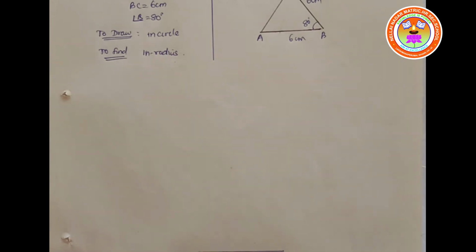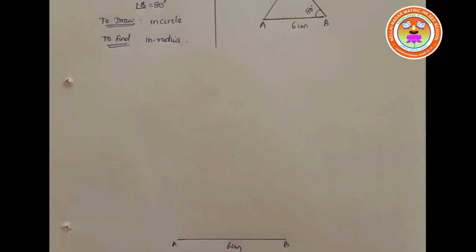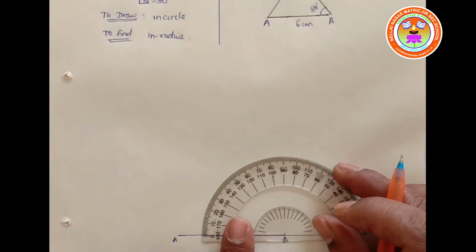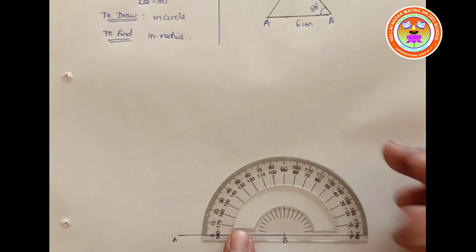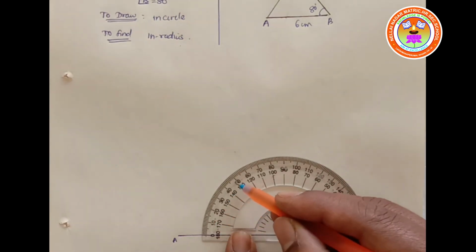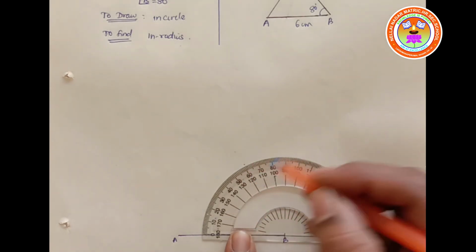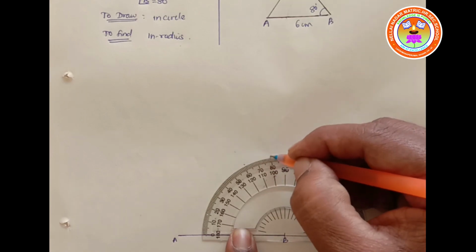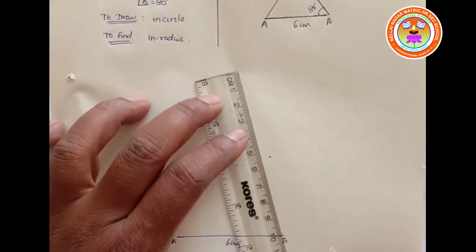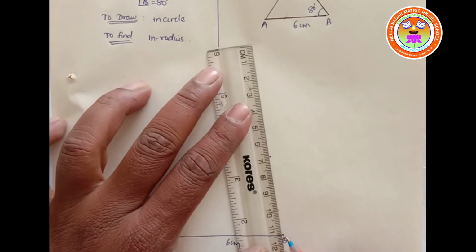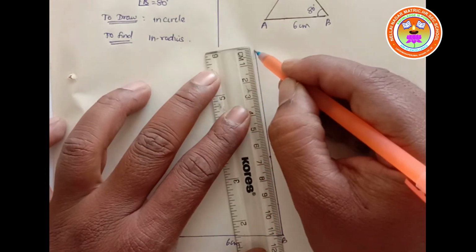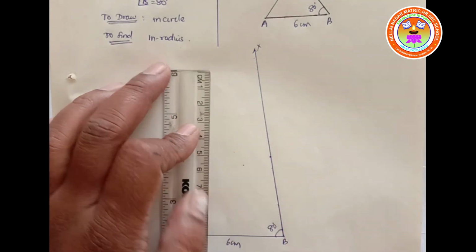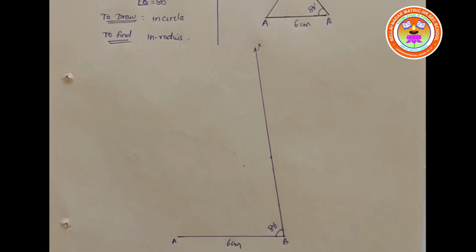Right? Now, B as center, take an angle 80 degree with the help of protractor. That is the outer angle: 0, 10, 20, 30, 40, 50, 60, 70, 80. So 80 degree you have to take. And extend the line. I consider this as X. How many degree? 80 degree. Right? Now BC is equal to 6 centimeter.